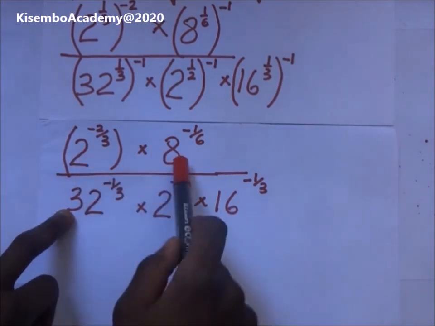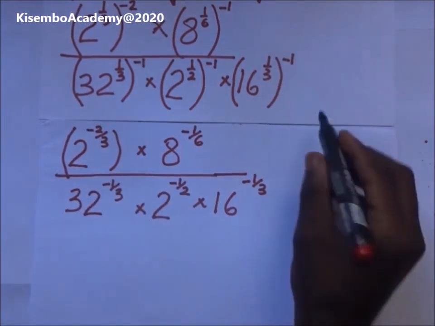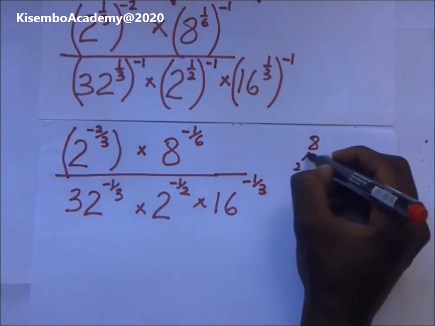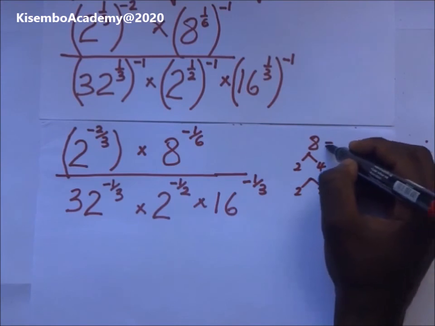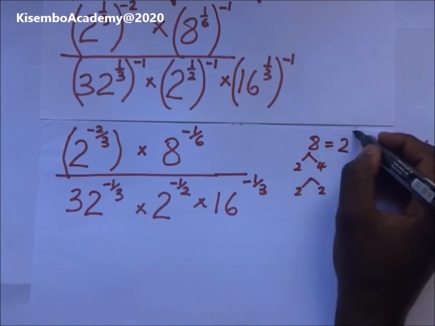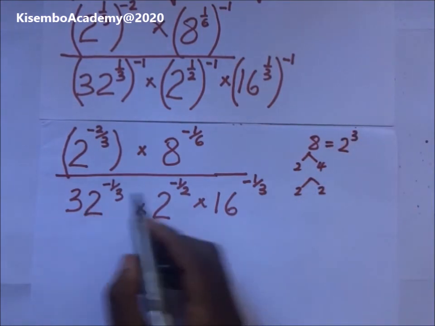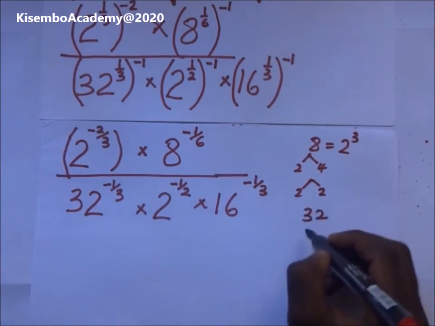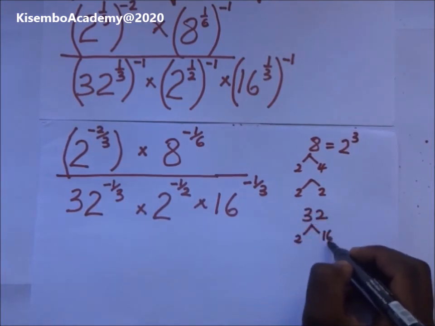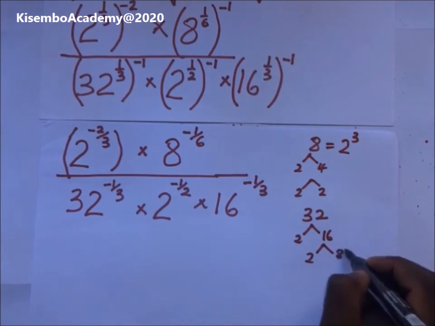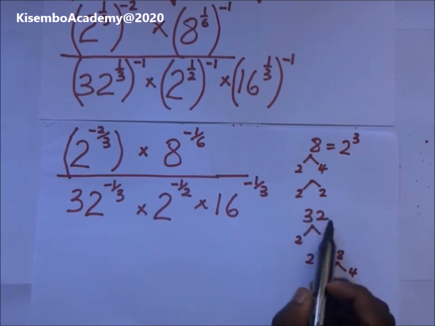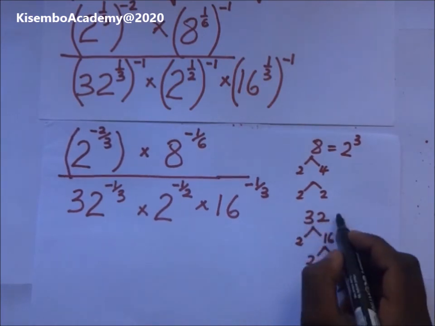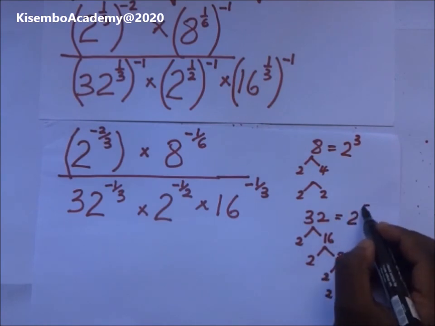So it means that we are going to take on 8. When you factorize 8, we know that 8 divided by 2 is 4, divided by 2 is 2. So 8 is the same as 2 to the power 3. Then if you look at 32, 32 divided by 2 is 16, divided by 2 is 8. Divide that by 2, you get 4, then divide by 2 you get 2. So 32 is 1, 2, 3, 4, 5. 32 is the same as 2 to the power 5.